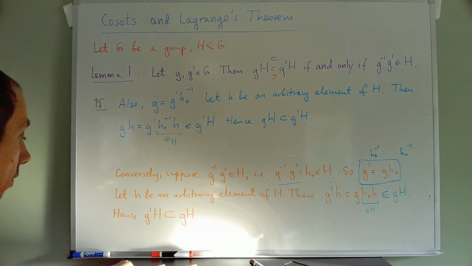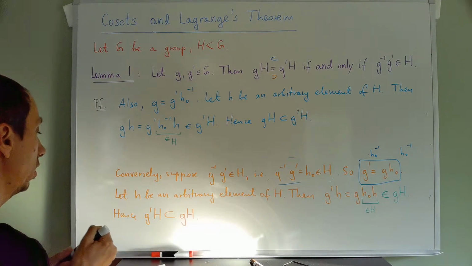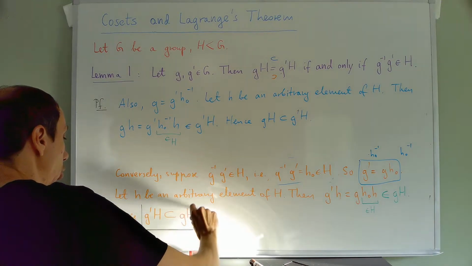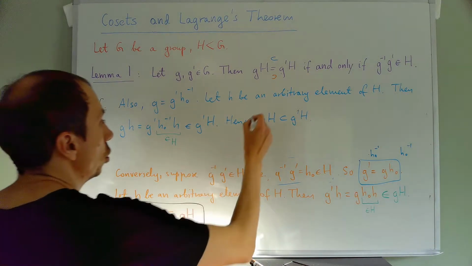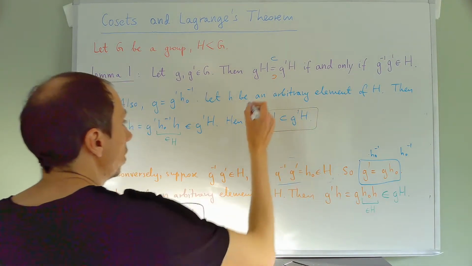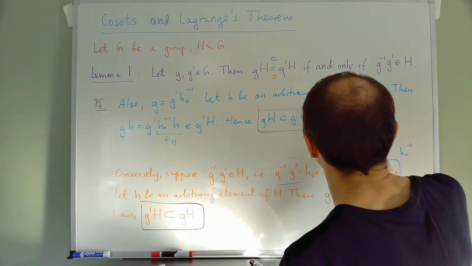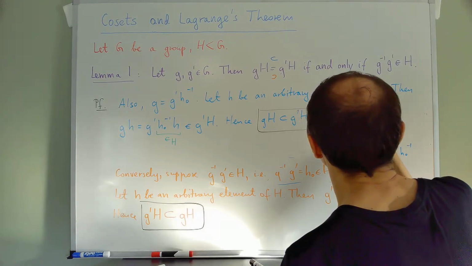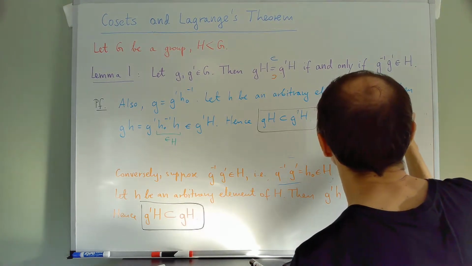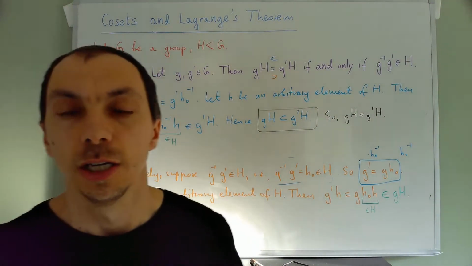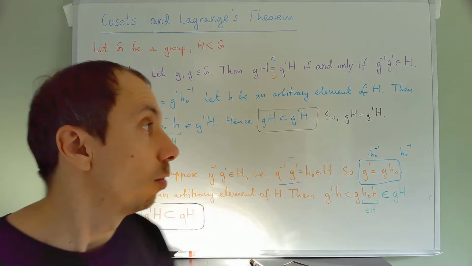So what do I have? Do I have the two containments I wanted? Here is G prime H is inside GH, and here GH is inside G prime H. So GH is equal to G prime H. All right, so that gives us one way to see if two cosets are equal.